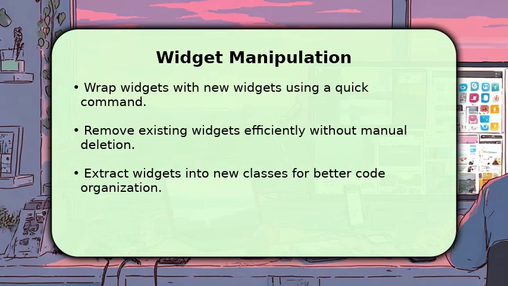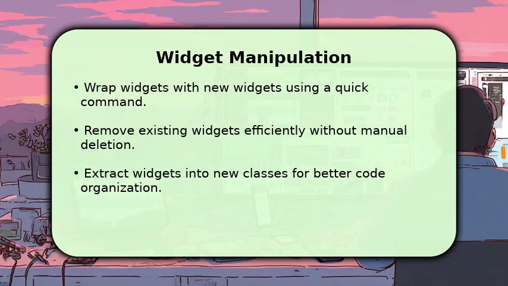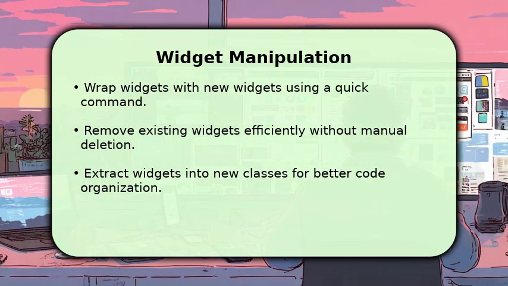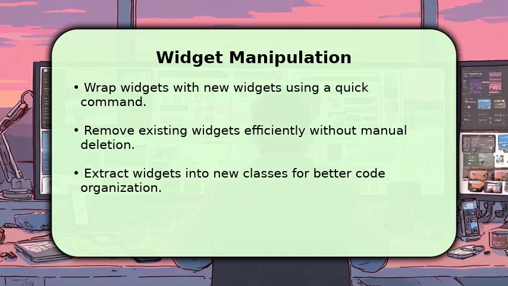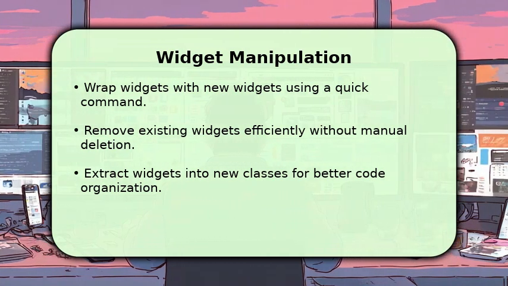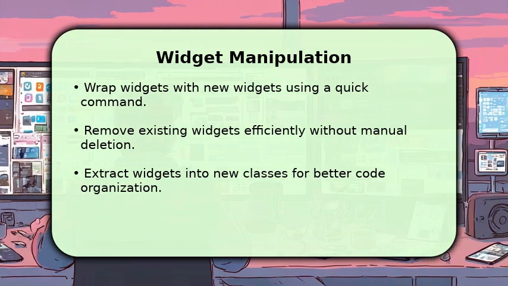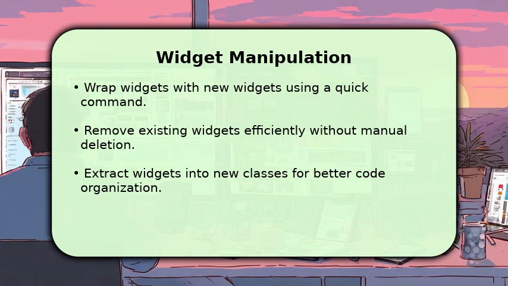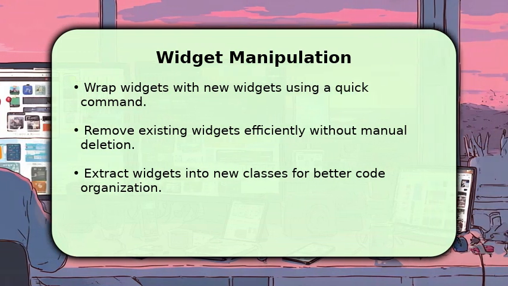When working with Flutter widgets, efficiency is key. You can quickly wrap any widget with a new one, like a center or padding, using a simple command. Need to remove a widget? There's a shortcut for that too, saving you precious seconds. Extracting a widget into its own class for better organization becomes a 1-second task. Plus, duplicating lines or entire widgets is just a quick key combination away, making repetitive tasks much faster.